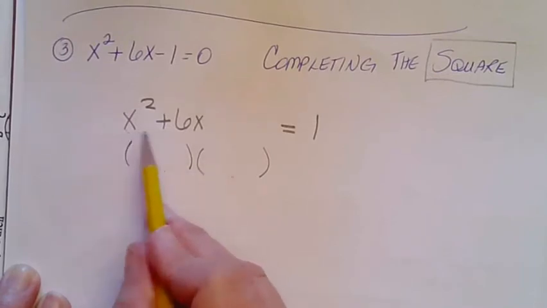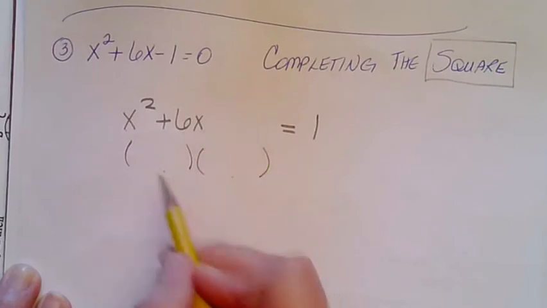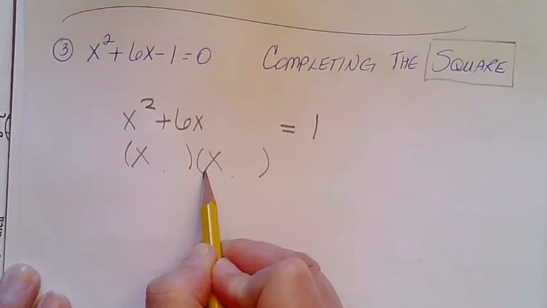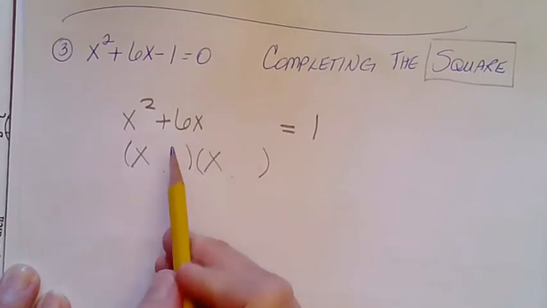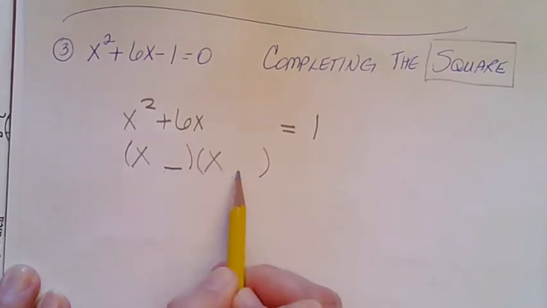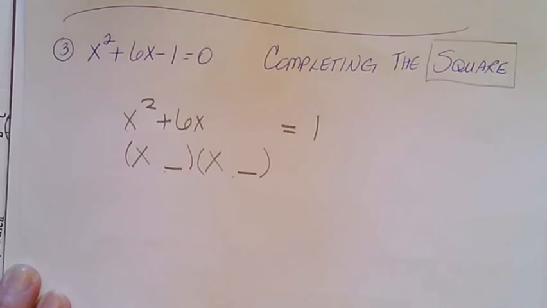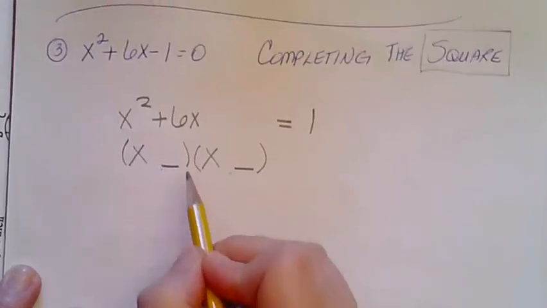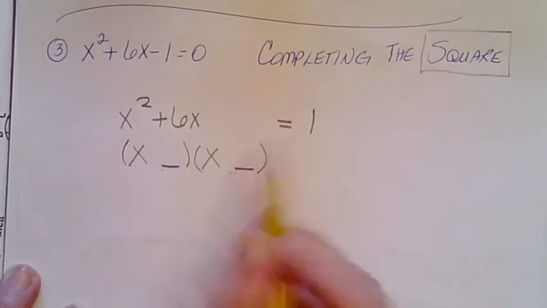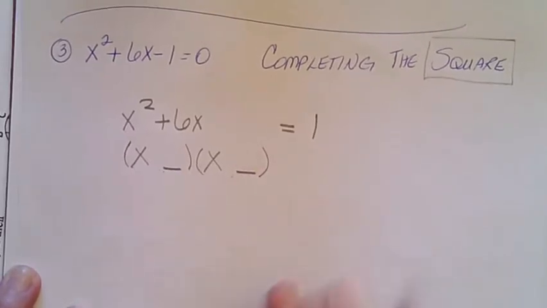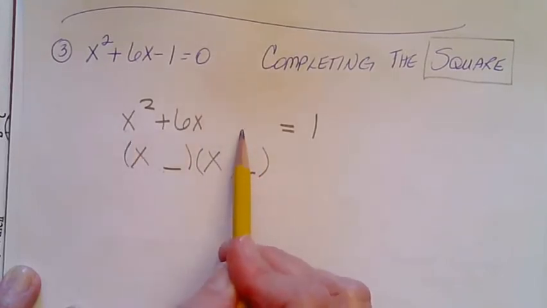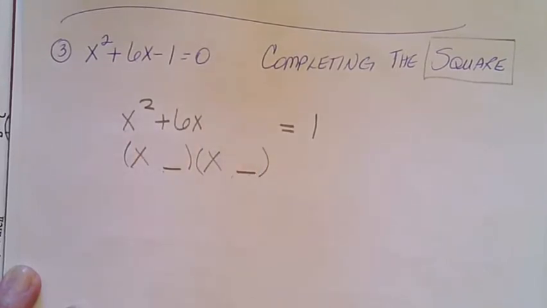Well, let's take a look. When I start factoring this, I know I'm going to have x here and x here. Fine. I want the same number here and here. So it could be 1 and 1, 2 and 2. It could be 6 and 6, 10 and 10. I don't know what it is, but I have to find whatever number here works best in this equation.